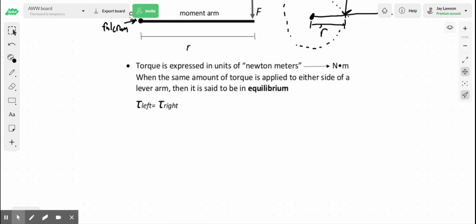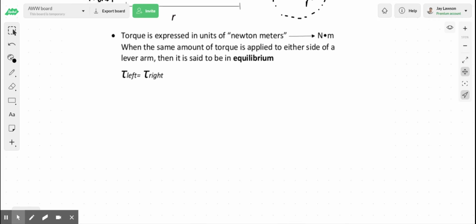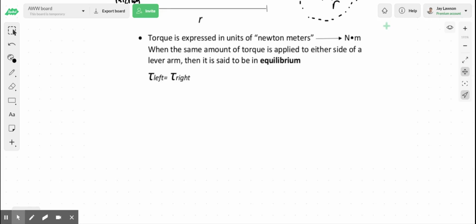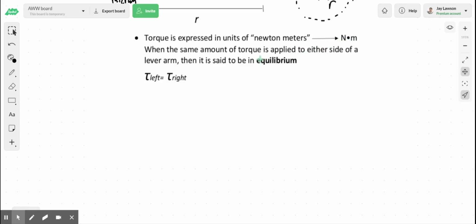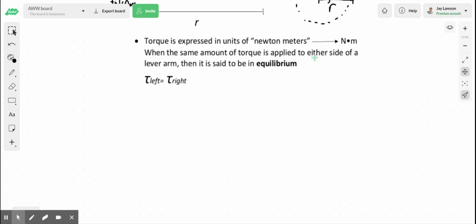So what unit is torque in SI units? Torque is expressed in units of Newton meters. It looks like this: N·m, or N times m. Generally it has a dot. Okay, Nm, Newton meters. When the same amount of torque is applied to either side of the lever arm, it is said to be in equilibrium.